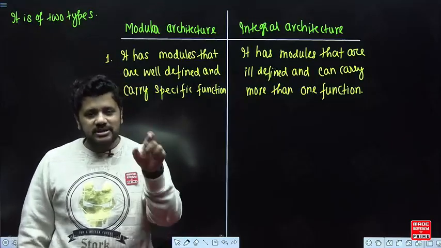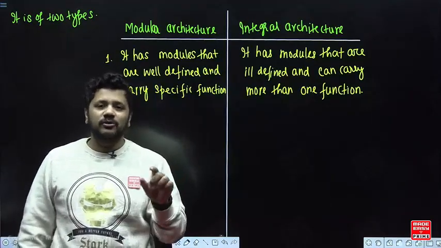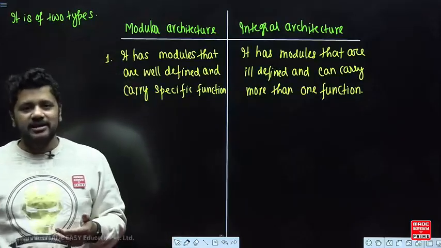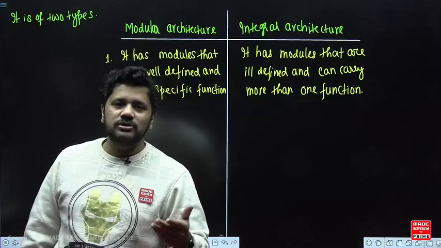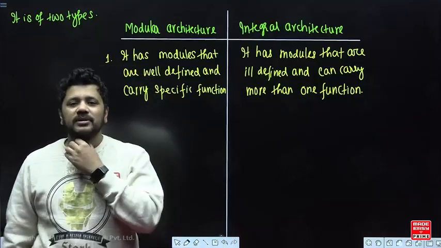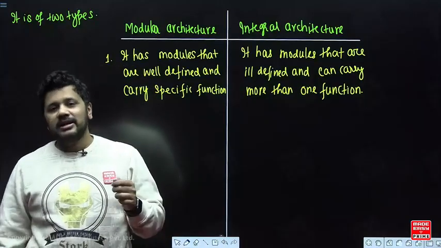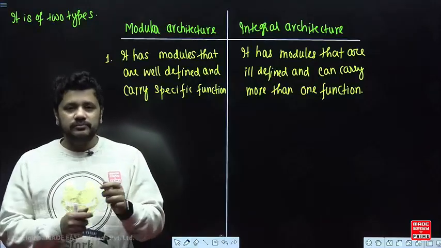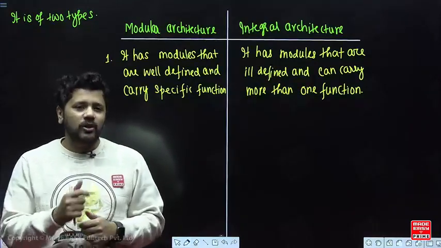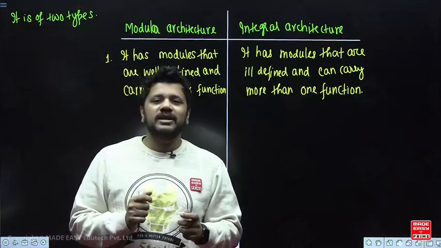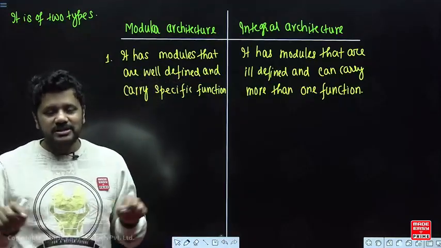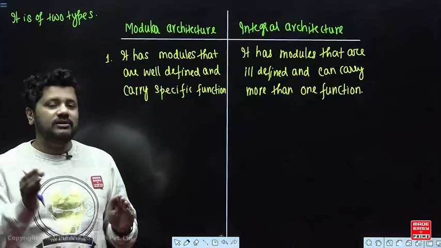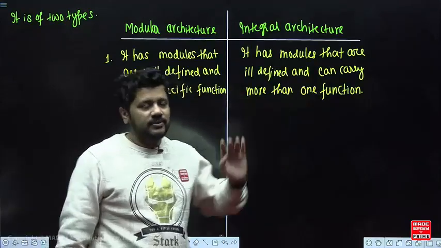So that means the screen of a mobile phone cannot be well defined, because it carries multiple functions. When you are watching videos, you are using it as a screen. When you take a photo, it is working as a camera. If you write WhatsApp messages, then it is working as a keypad also. So the screen of the phone is not well defined and it can carry more than one function. That is what is written, correct?